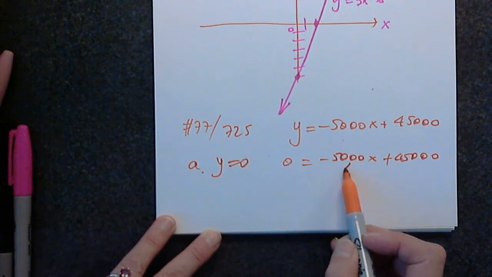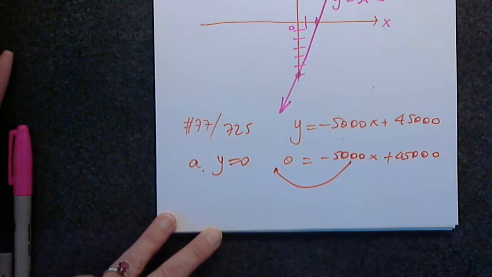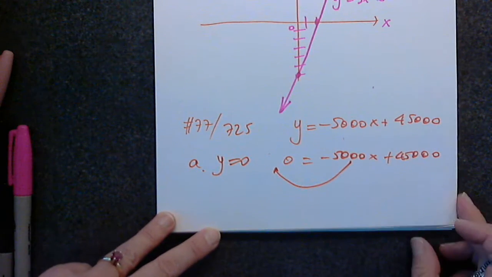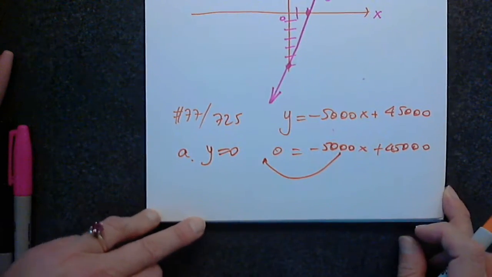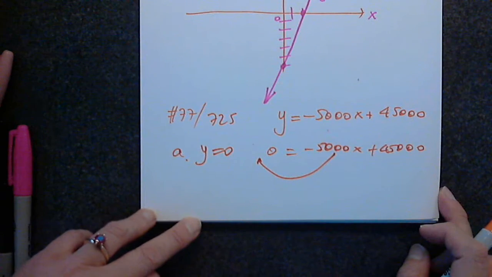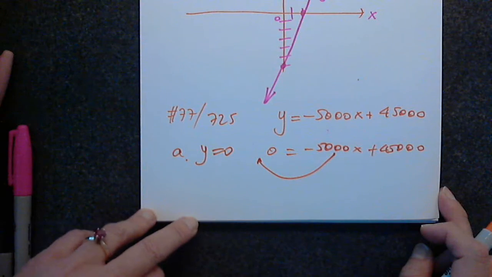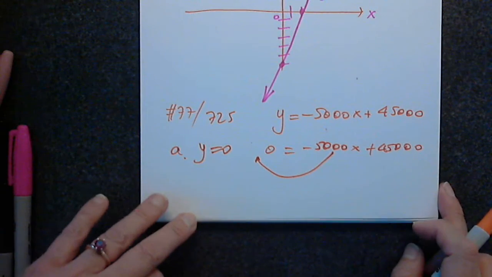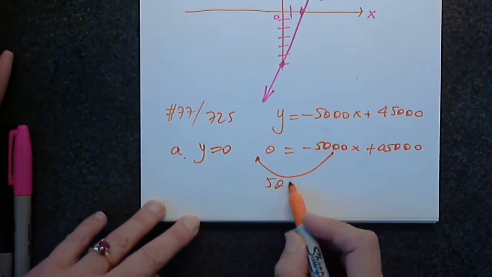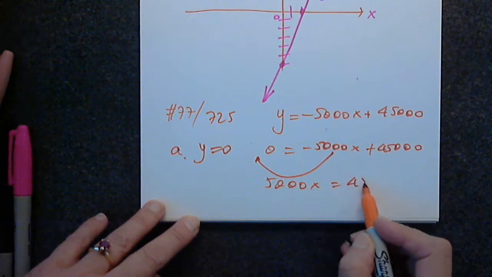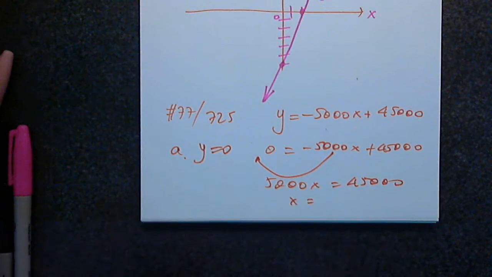This is the term that I will move to the other side, or add if you'd like. You don't have to use my method, but if you get used to it, it's going to be a shortcut, in other words. It will really be a shortcut. So 5,000x equals 45,000, and I have to find x.